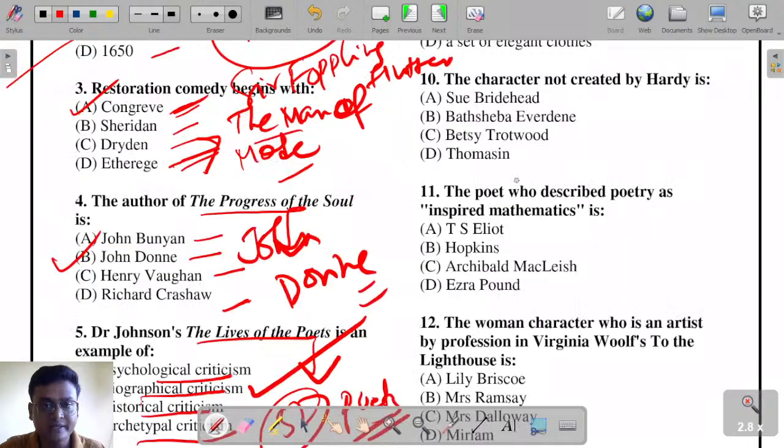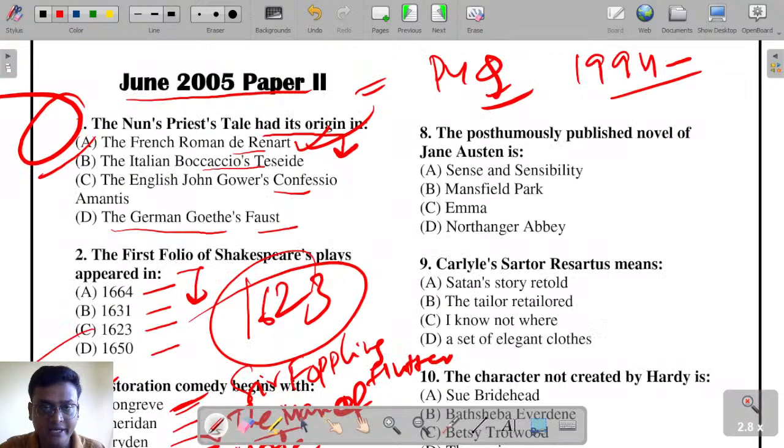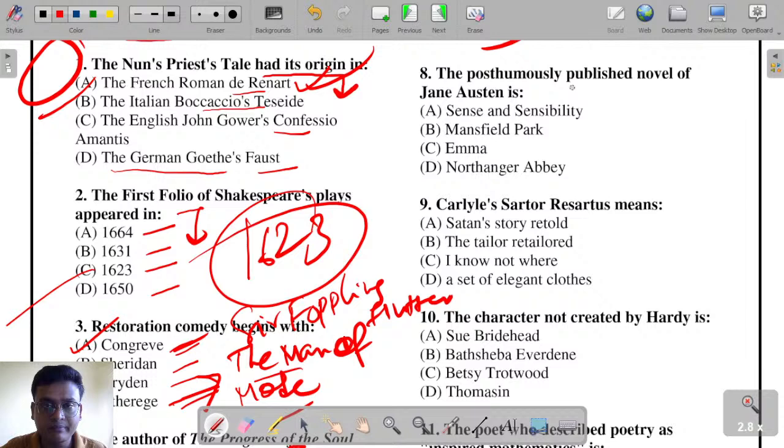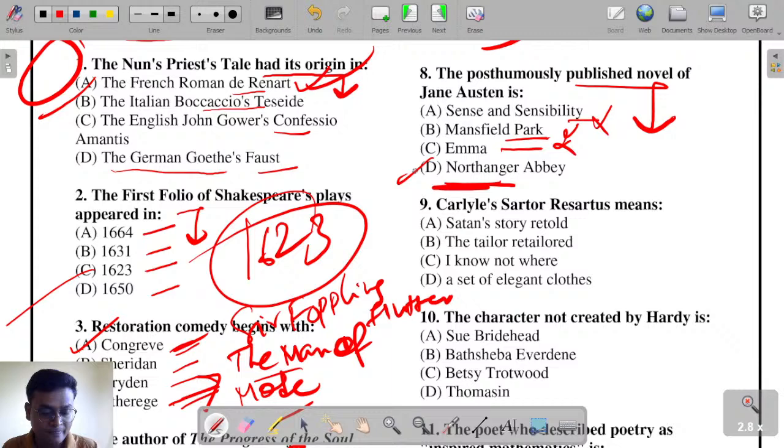Here is question number 8. The posthumously published novel of Jane Austen: Sense and Sensibility, Mansfield Park, Emma, or Northanger Abbey. Sense and Sensibility is the first novel by Jane Austen. The second novel is actually Pride and Prejudice, and then comes the posthumously published novel of Jane Austen. So here D is the right answer.